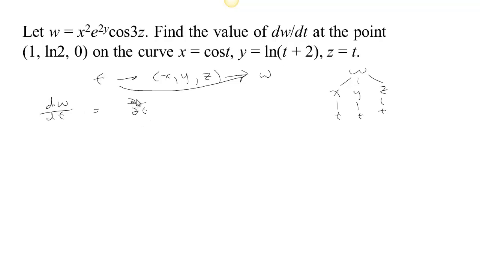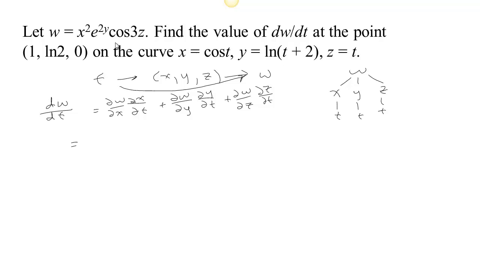changing t can change x, right? And changing x can change w. But changing t can change y, and changing y can change w. And finally, changing t can change z, and changing z can change w. Let's figure out what each of those entries are.